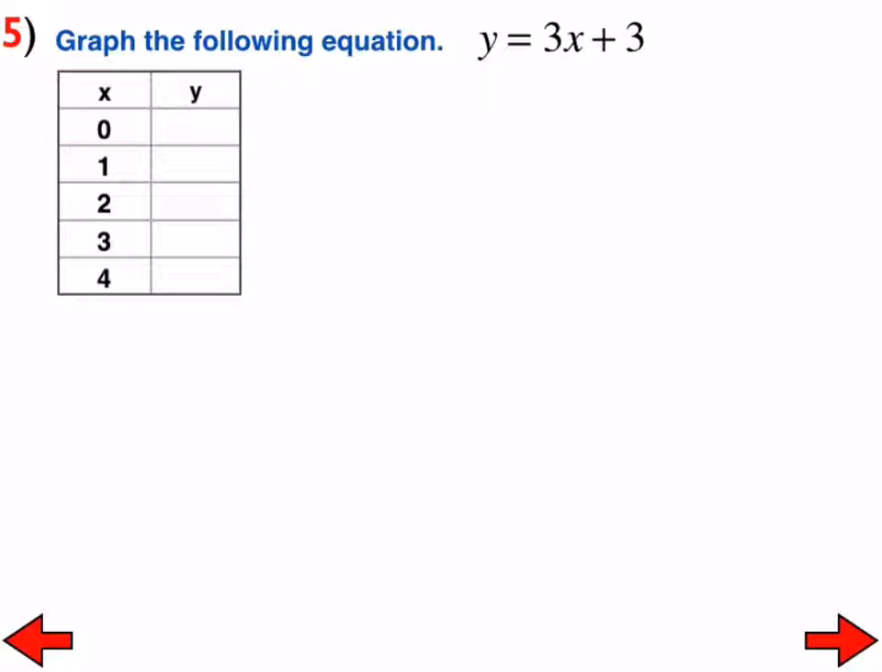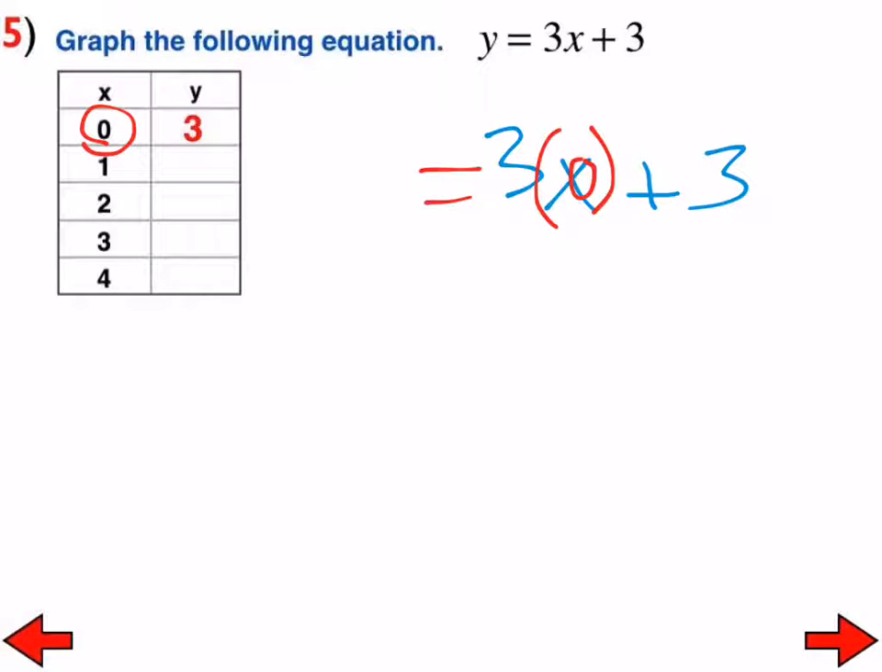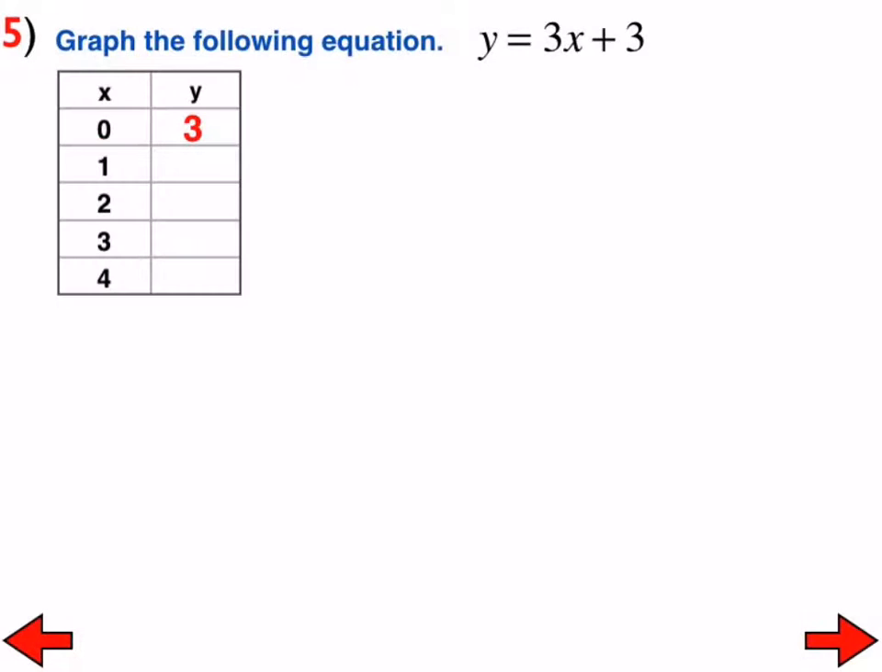3. And if you're not sure how we got that, in 3x plus 3, if x is 0, which we're saying right here, then 3 times 0 is 0, and 0 plus 3 is 3. So y is 3. When x is 1, what is y? Tell me, please. 6. Good. And once again, the reason is because this time x is 1.